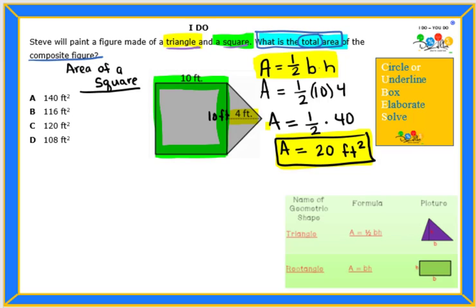So do you notice that the anchor chart says rectangle? You will see that on your formula chart as well. A square is a rectangle because a square has four sides. It is a quadrilateral. It has four 90-degree angles, and the opposite sides are parallel and congruent. So every square is also a rectangle. So we're going to use the formula area equals base times height for the square.